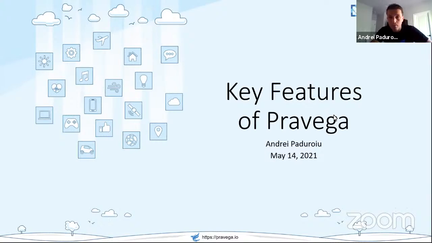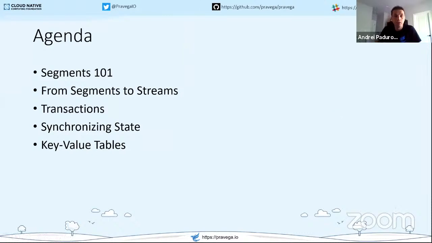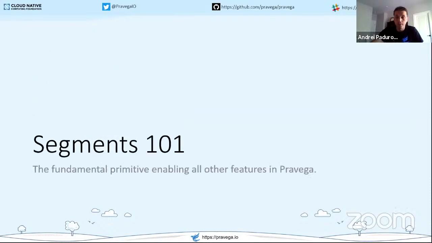We'll talk a little bit about six major things. What is a segment? How do we make streams from segments? How do transactions work? I'll talk a little bit about state synchronizer, but just a little bit because I'll leave the rest to Tom to talk about tomorrow. But if you'd like a heads up, this should be a good intro. And last but not least, I'll talk about the latest thing we're adding to Pravega, which is still under works, which is key value tables. So let's begin with segment 101.